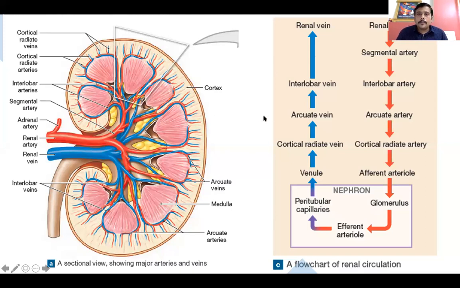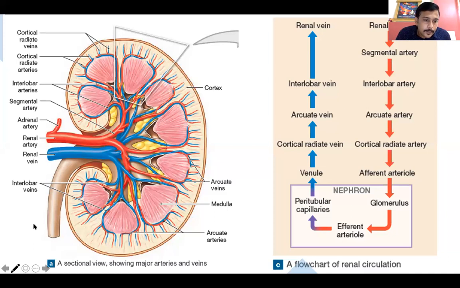See, the kidneys are supplied by the renal arteries. The renal arteries are the direct lateral branches of the abdominal aorta. We'll take one renal artery here. This is the left renal artery. It will divide into anterior and posterior branches. Both the anterior and posterior branches will again divide into segmental branches.